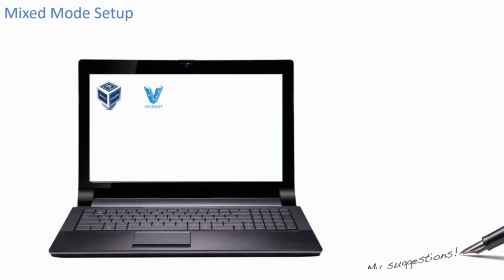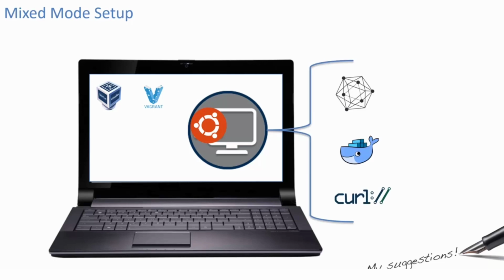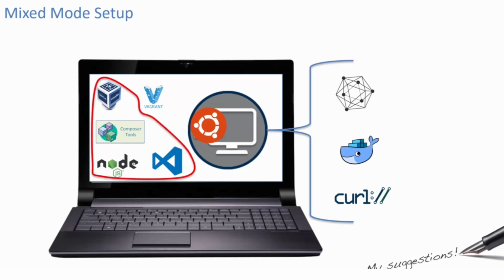We will use Vagrant to create and manage the virtual machine. On the virtual machine, we will install Ubuntu and install some of the Hyperledger Fabric tools and components. And then we will install the Composer tools, the Node, and the Visual Studio for Code on the host machine. Now the good news is that you have already installed these tools. So this is the suggested way.